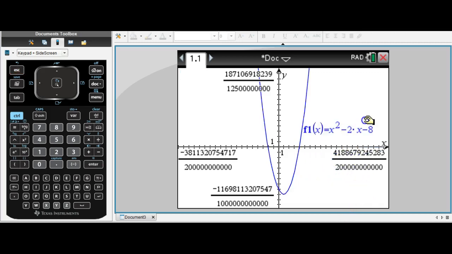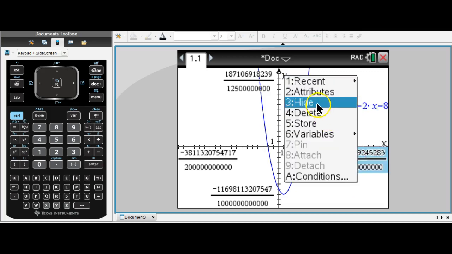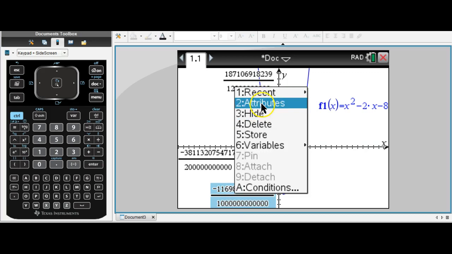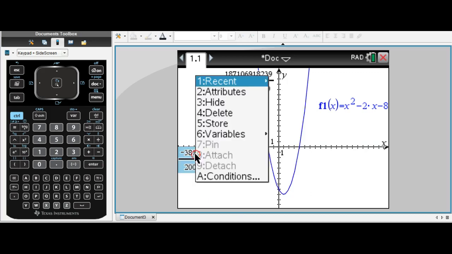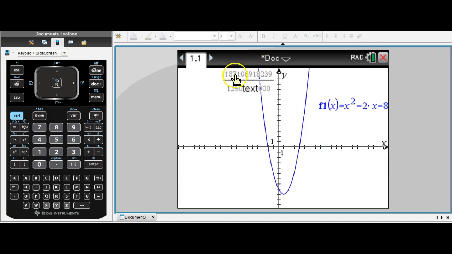So now that I have the full quadratic graph, I'm just going to try and get rid of these numbers so it doesn't get confusing for us. Okay, so now we have a beautiful looking quadratic graph.